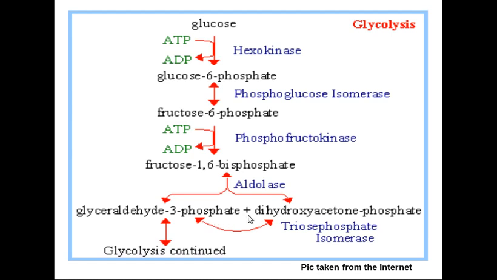Glyceraldehyde 3-phosphate and dihydroxyacetone phosphate are the two basic carbohydrate trioses in the body, and with an enzyme triose phosphate isomerase they can be interchanged. The further metabolic role is present in glyceraldehyde 3-phosphate, which we shall discuss in the next slide.